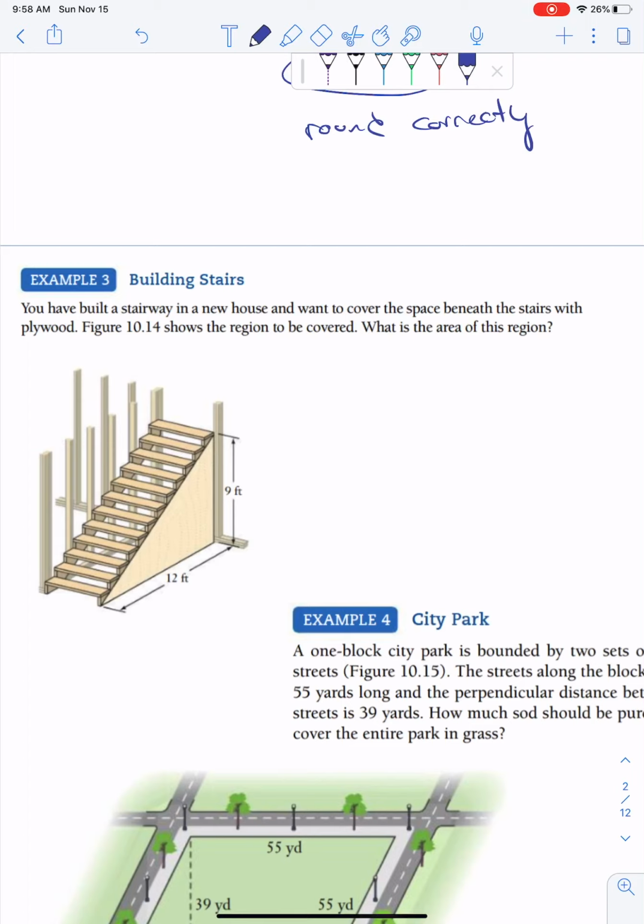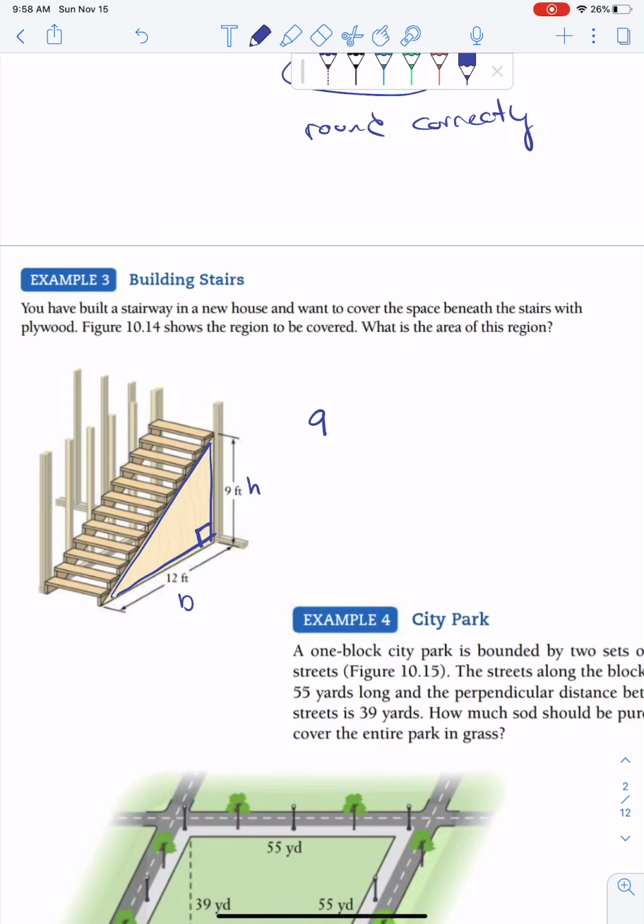You've built a stairway of a house, and it wants you to cover the space beneath the stairs with plywood. So rather than being able to go under your stairs, it wants to cover that opening with this triangle of plywood. Now, I have a little bit of an issue with this diagram because it doesn't tell you that that's 90 degrees, but it does tell us that the height of the triangle is 9. So this would be my height. This would be my base, right?